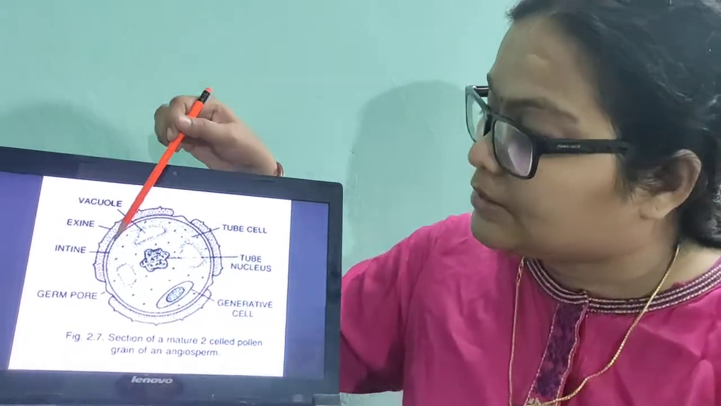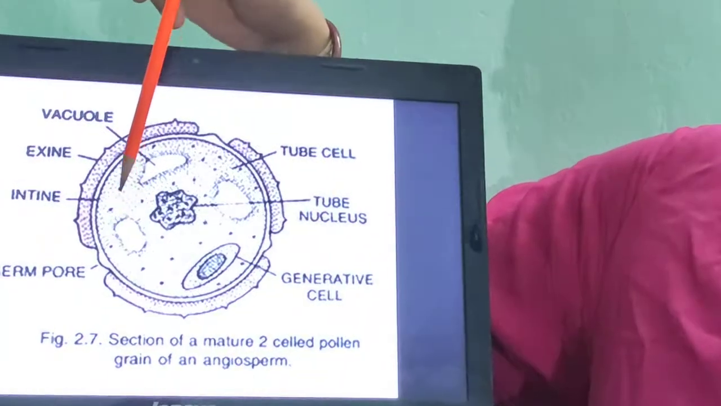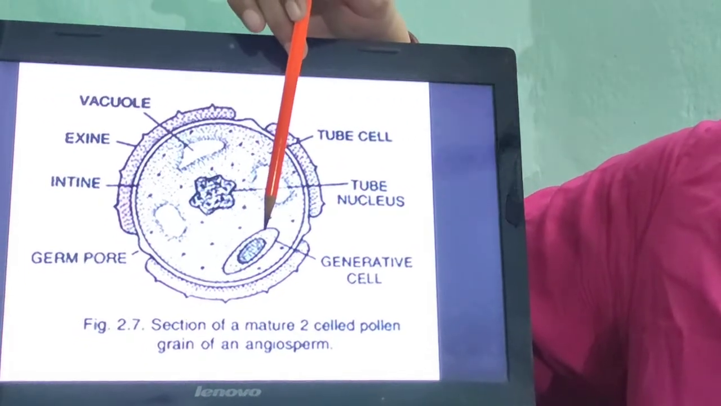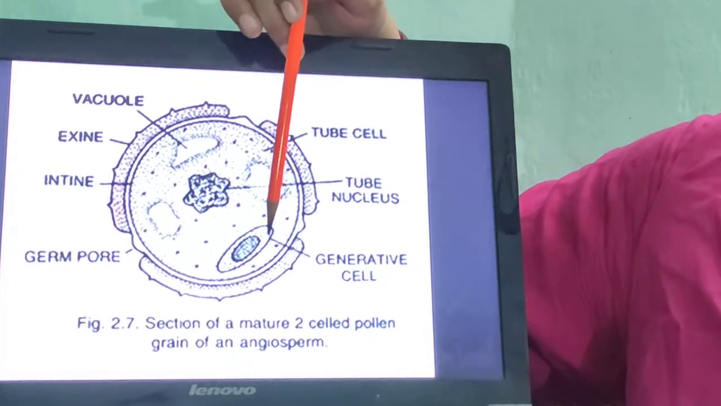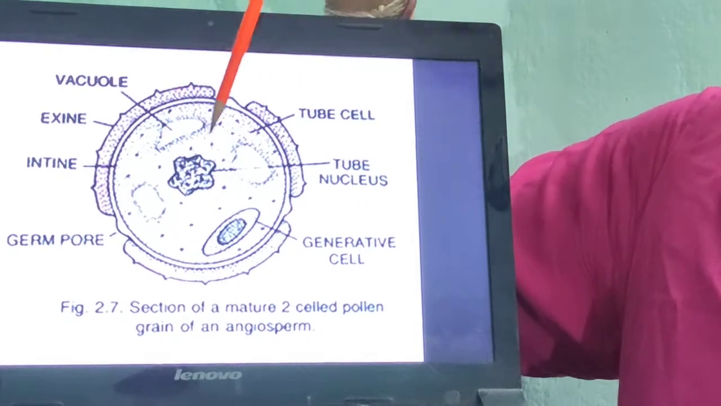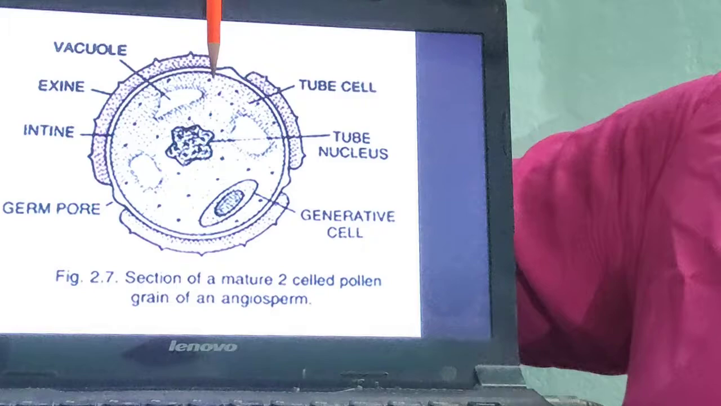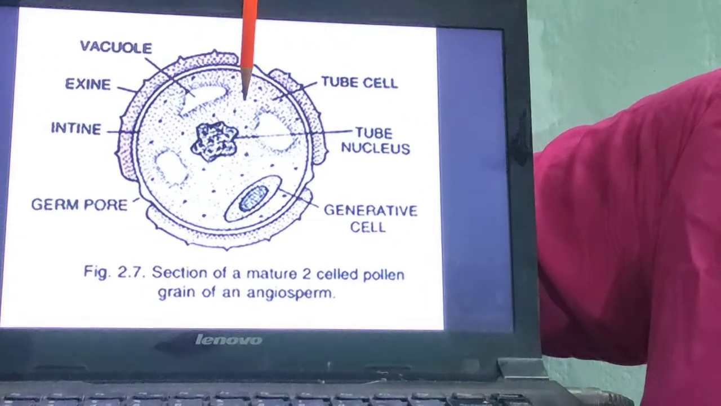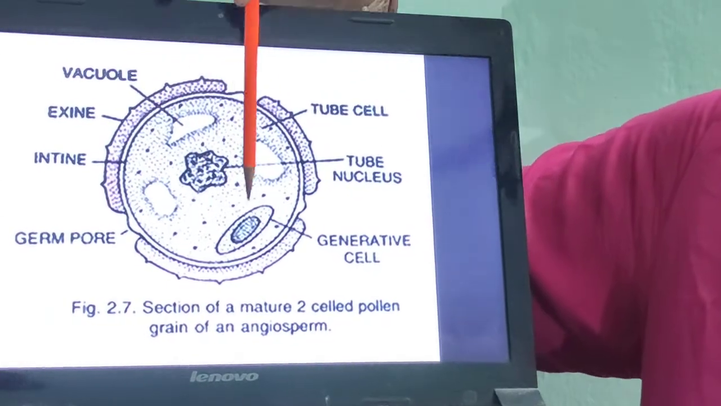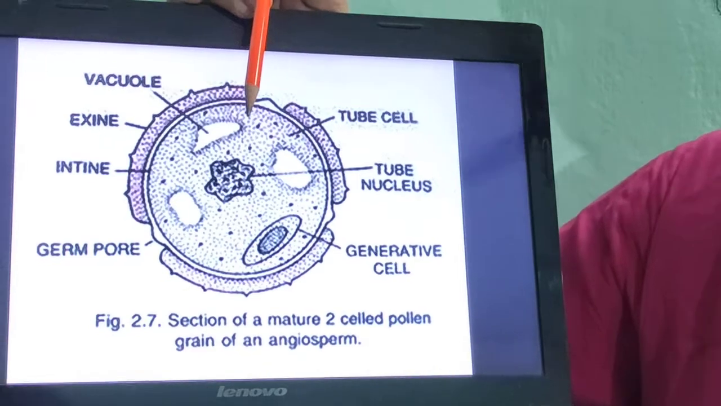So here you see the structure of a pollen grain which consists of 2 cells, right? One large cell inside which a small, spindle-shaped cell is floating. This small, spindle-shaped floating cell is known as the generative cell, and the large cell is known as the tube cell or vegetative cell, right? And what is the importance of the vegetative cell? The vegetative cell is responsible for the production of the pollen tube. This vegetative cell germinates to form the pollen tube, which carries the male gamete towards the female gamete.